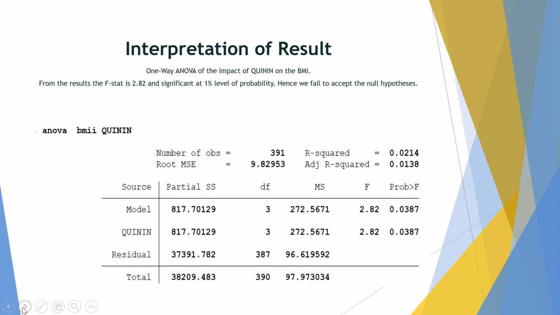One-way ANOVA, the impact. Okay, so from the result, the F statistic is 2.82 and significant at 1% probability level. Hence, we fail to accept the null hypothesis. The null hypothesis says there is no significant difference, so we have to accept the alternative hypothesis stating that there is significant difference. It's as simple as that.